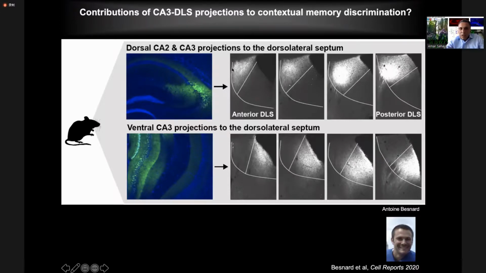In contrast, ventral CA3 neurons terminate in this lateral region of the DLS, reminiscent of what Larry Swanson had shown and characterized in the rat. Antoine then asked, what is the functional contribution of these projections from CA3, dorsal and ventral CA3, to the lateral septum, to contextual fear discrimination learning?